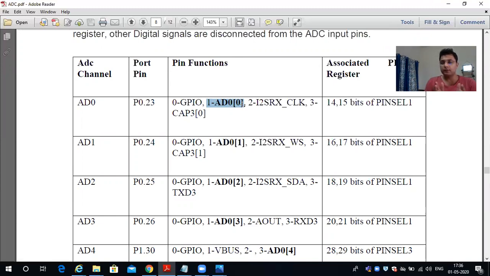After configuring it in this way, port 0, pin 23 will no longer be a GPIO pin; it will start functioning as an ADC pin. Then the controller would acknowledge that pin as an ADC pin, and whatever comes over that, our LPC would consider as the digital converted output. And for AD1, it is port number 0, pin number 24.